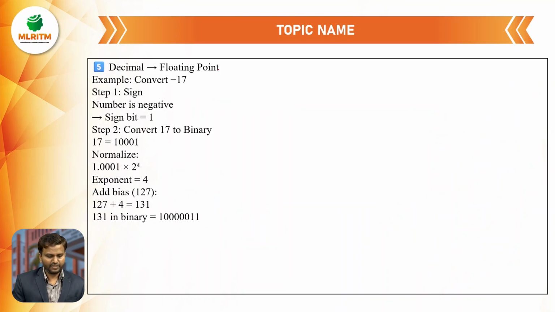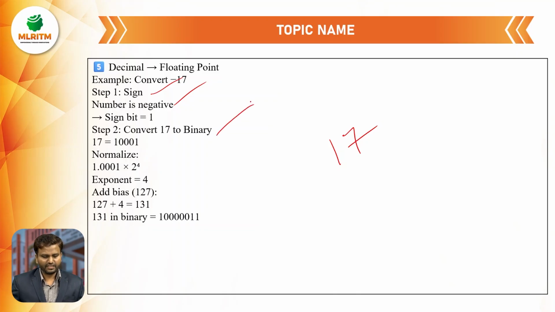Decimal floating point number example: convert 17. A floating point means the value is changed. The decimal value we give is converted into system understandable language, and it comes through powers only. Step 1: the sign. The number is negative, so the sign bit is 1.